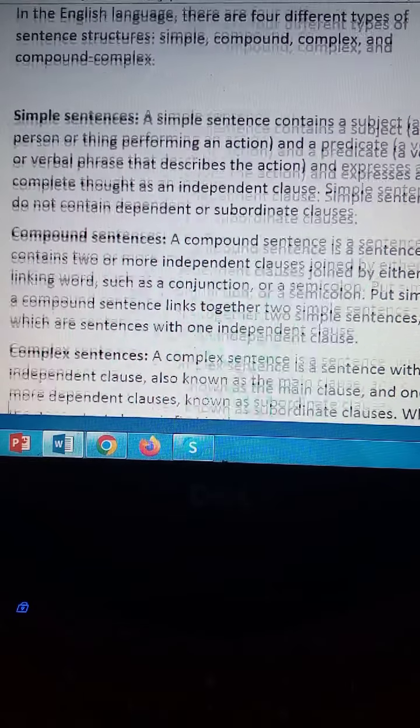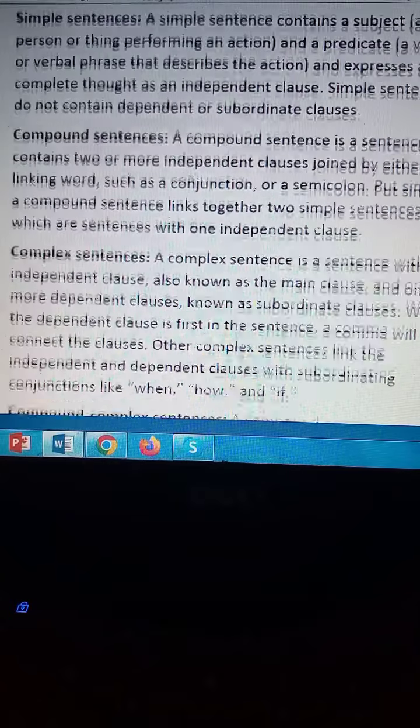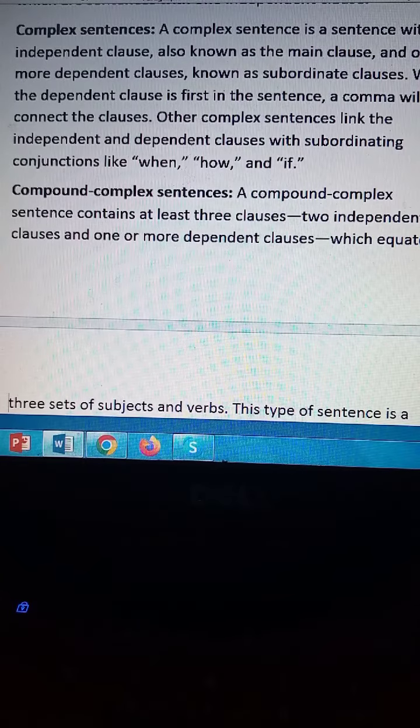So the next structure is complex sentences. A complex sentence is a sentence with 1 independent clause, also known as the main clause, and 1 or more dependent clauses, known as subordinate clauses, right? When the dependent clause is first in the sentence, a comma will connect the clauses. Other complex sentences link the independent and dependent clauses with subordinating conjunctions.